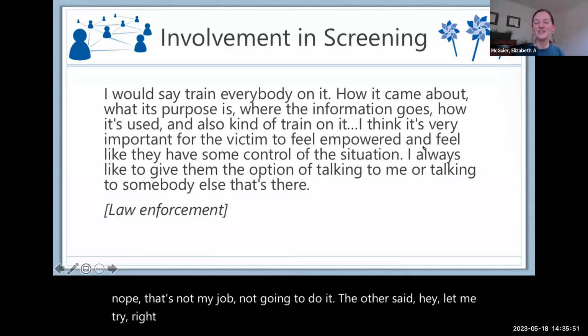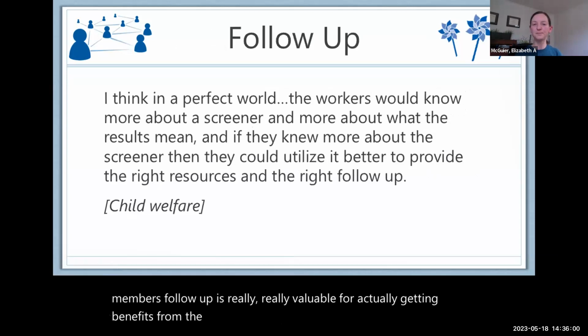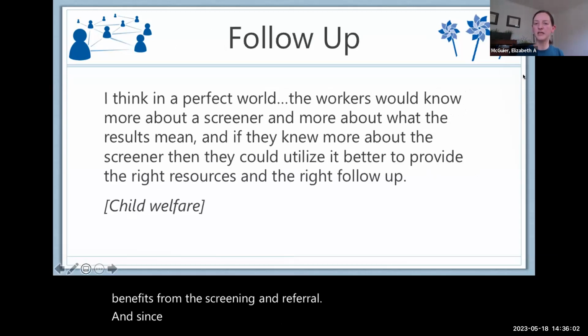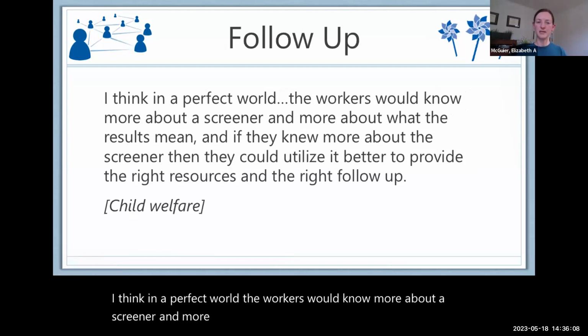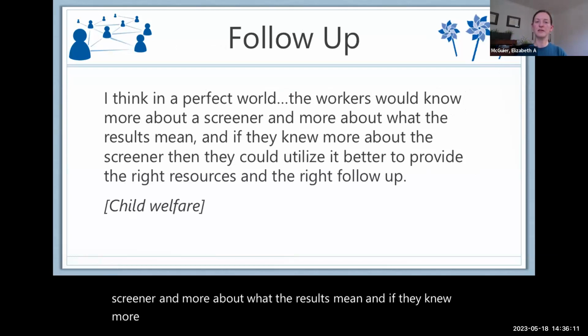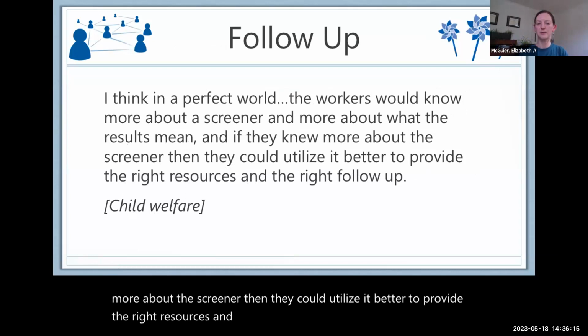The second thing that jumped out was this idea that team members' follow-up is really, really valuable for actually getting benefits from the screening and referral. So this quote's from a child welfare caseworker: "I think in a perfect world, the workers would know more about a screener and more about what the results mean. And if they knew more about the screener, then they could utilize it better to provide the right resources and the right follow-up."